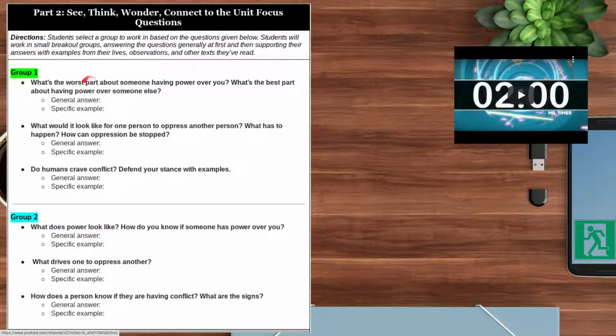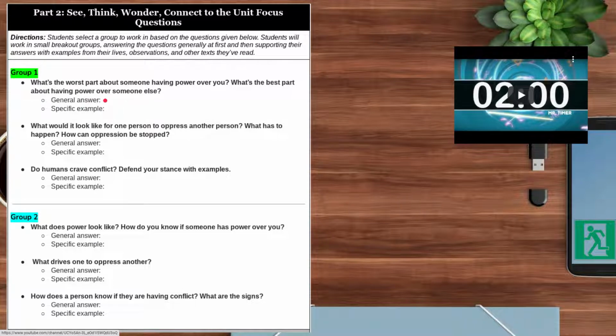Okay, so the main question is always here in bold, and then underneath you would give a generic answer and then a specific answer. So for example, what's the worst part about someone having power over you? What's the best part about having power over someone else? Right? So maybe your general answer might be, feeling like you don't get to make your own decisions. And then a specific example, I could talk about a time when my parents told me that I had an option to go one place or another, but that wasn't actually true, right? They actually were going to determine for me, and how that didn't feel good, right?